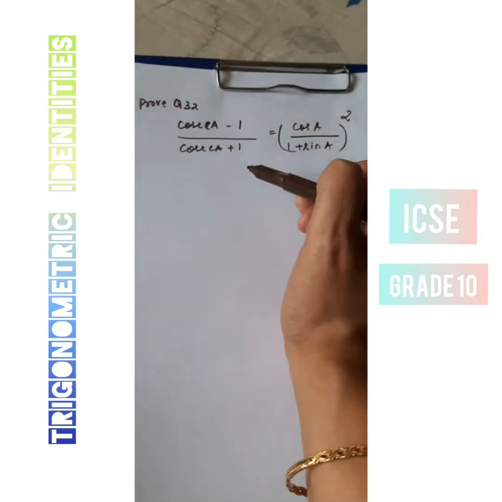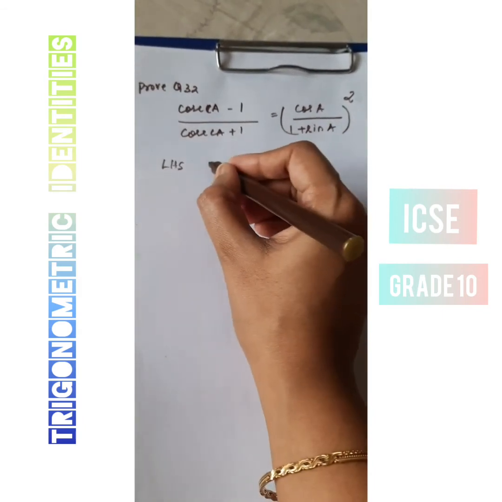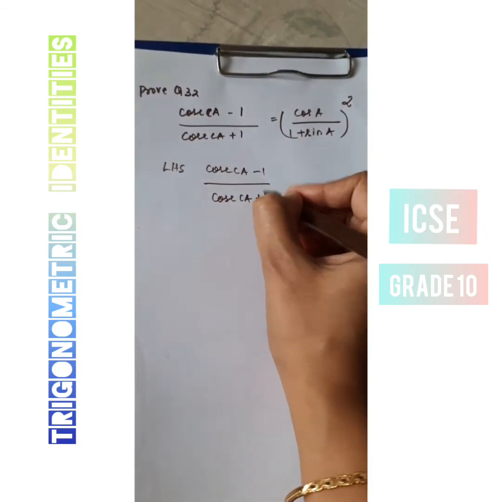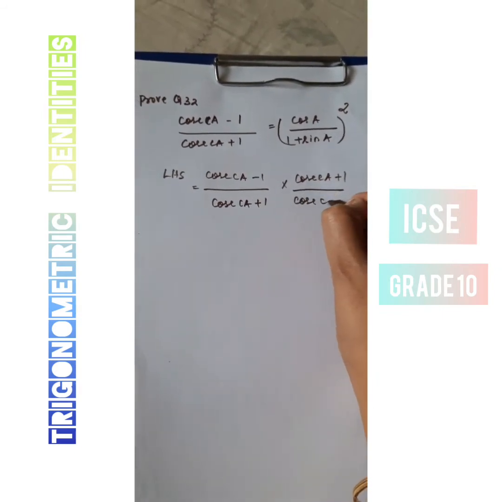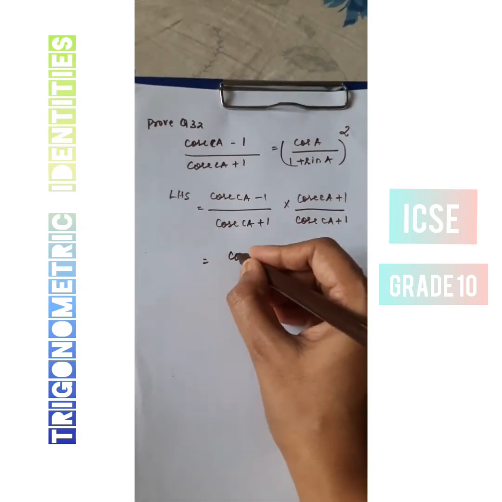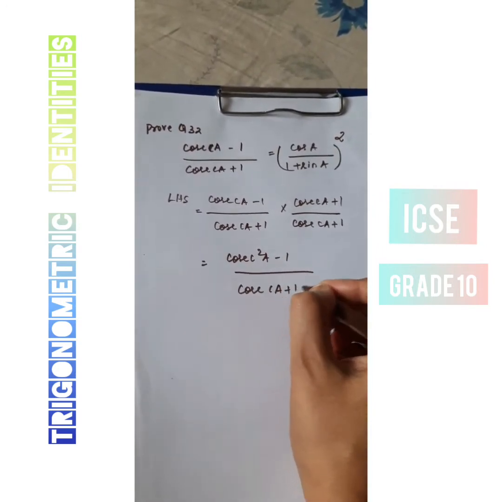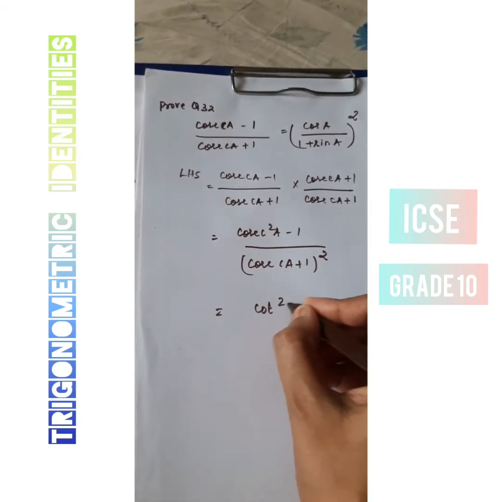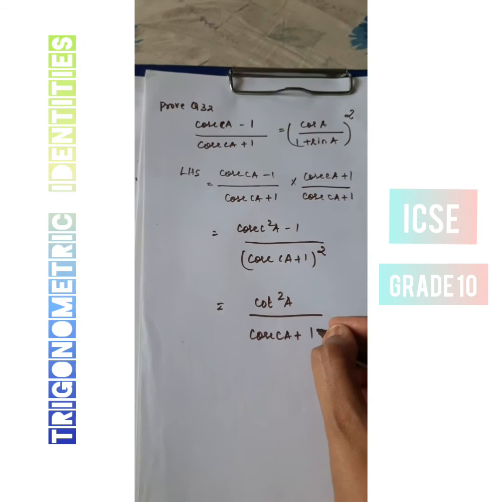Next 32, cosecant A minus 1 by cosecant A plus 1 is cos A by 1 plus sine A whole square. So by taking the LHS and multiplying and dividing by cosecant A plus 1, it's equivalent to 1 actually. So the numerator is of the form A minus B and A plus B. So cosecant square A minus 1, and the denominator is cosecant A plus 1 whole square. This can be written as cot square A in the numerator as per the identity, and we retain the denominator the same way.